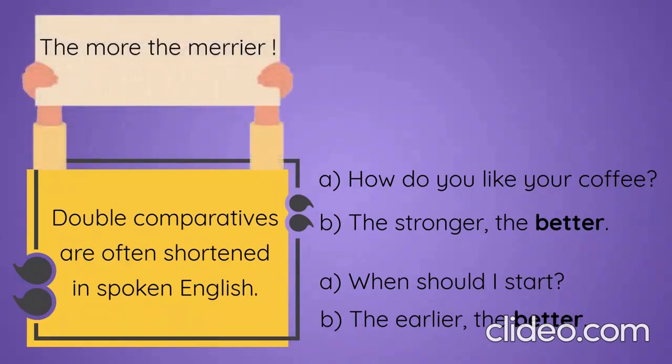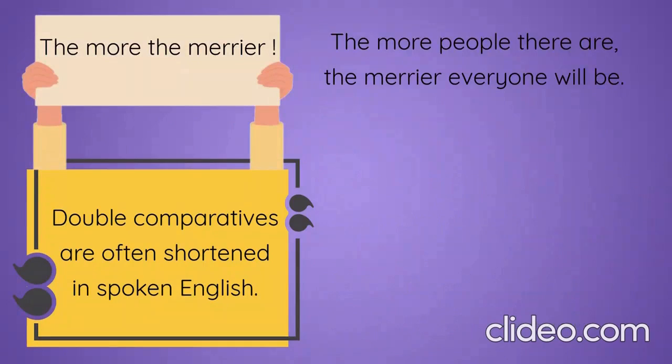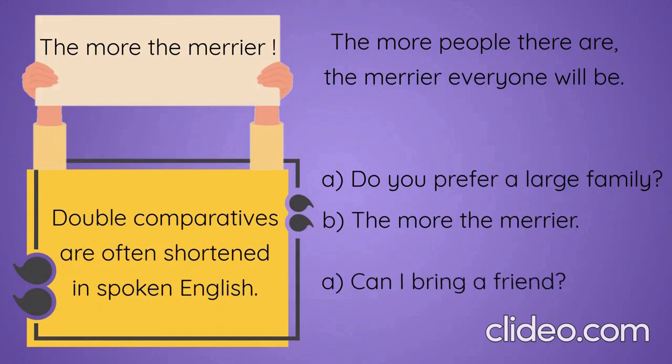The more, the merrier. Means the more people there are, the merrier everyone will be. Do you prefer large family? The more, the merrier. Can I bring a friend? Sure, the more, the merrier. So everyone, as you have understood, double comparative is simple to use, but it is hugely popular structure in the English language.